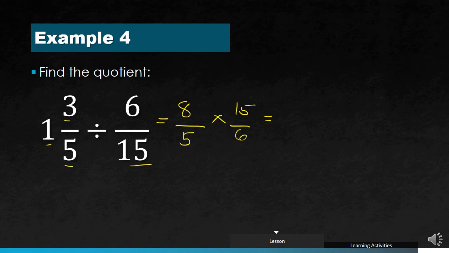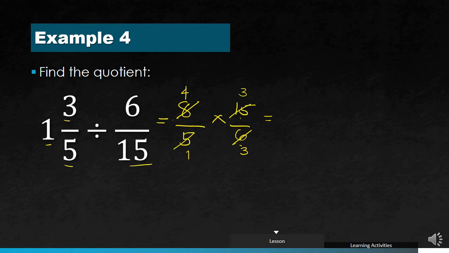Let's identify if we can simplify something here. For 8 and 6, the common factor is 2, so we can divide this by 2. This gives you 4, and 6 divided by 2 gives you 3. Then for 5 and 15, their common factor is 5. So 5 divided by 5 is 1, and 15 divided by 5 gives you 3.